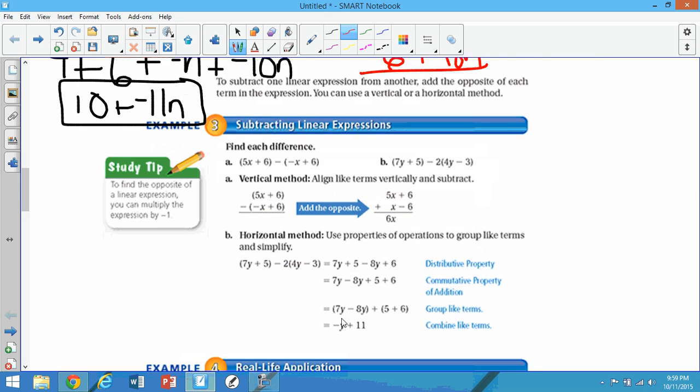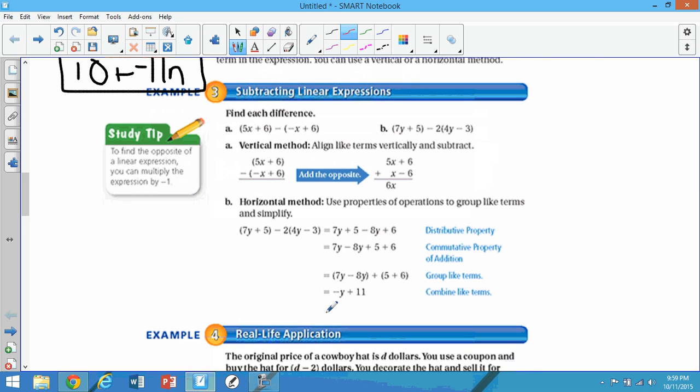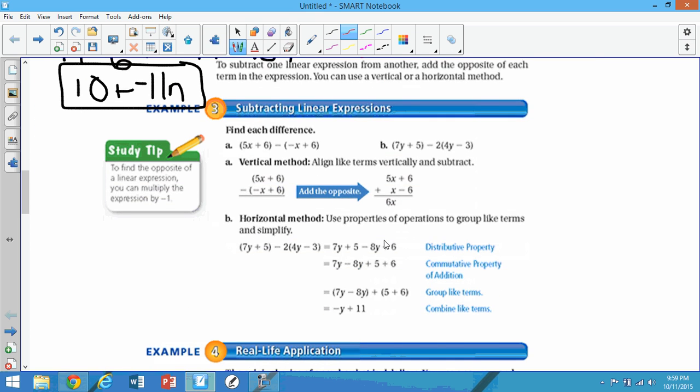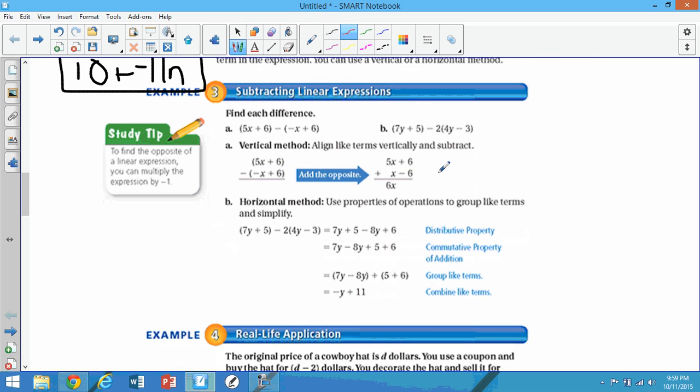Now this is where it gets a little bit difficult, subtracting linear expressions. By the way, if you got those two right, you can move on. If not, you should rewatch so you know where you made your mistakes. When you subtract a linear expression, this is where it gets to be a little bit more challenging. So for letter A, if I have 5x plus 6, now I have that minus, and then I have a negative x plus 6.